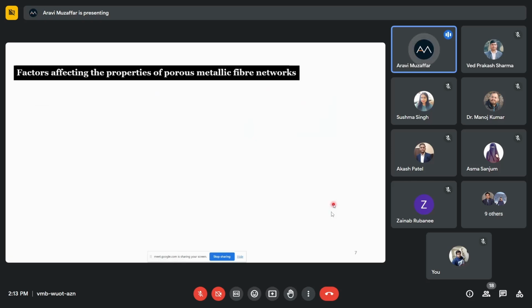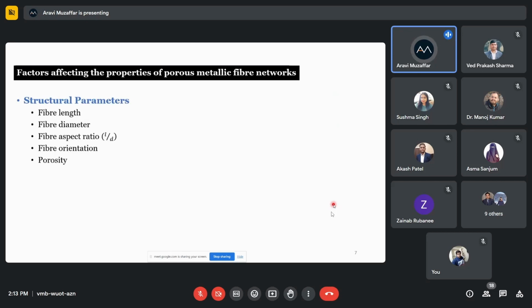Now, we have to understand that there are certain factors that affect the properties of porous metallic fibrous networks. First are the structural parameters. The structural parameters include the fiber length, the diameter of the fiber, the aspect ratio of the fiber, the orientation of the fiber, as well as the porosity of the network. The fiber orientation and the porosity come under the network architecture.